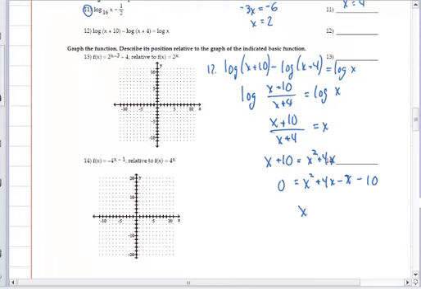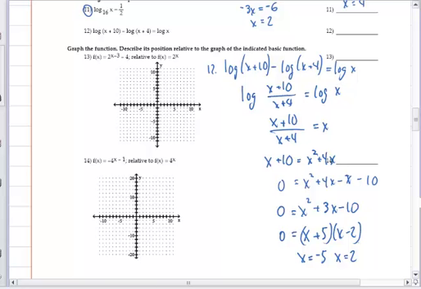And now I'm just going to combine like terms and hope that this is factorable. And it is. And that yields 2 answers. X equals negative 5 and x equals 2.